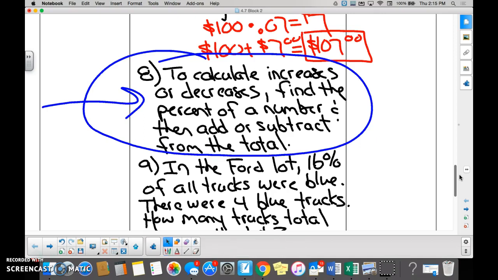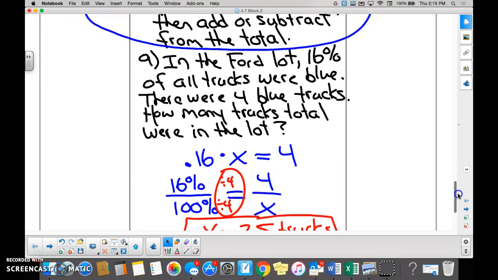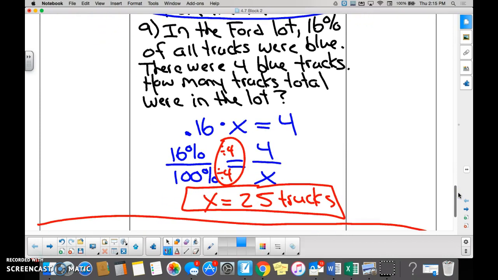And then number 9 was just another example of finding percent of a number, but in a word problem. We wrote our sentence out. We realized that you can't multiply 16/100 times x, so we made a proportion. I think Hannah and Alexa made a ratio table, and we calculated the answer to be 25 trucks, which you can read on your own time. Questions?